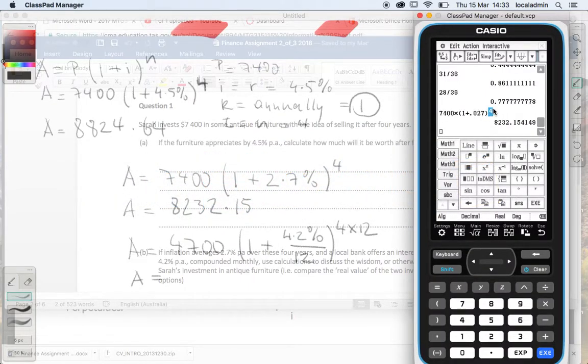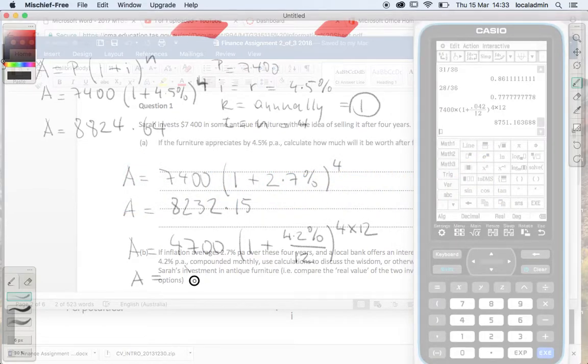Okay, so what we change here, we change that to 48, which is the same as, no, let's just delete that one. So that's 4 times 12, 4 times 12, and our interest rate is 0.42 over 12, and that gives us $8,751.16. Yeah, okay.